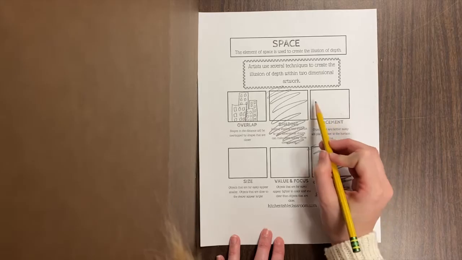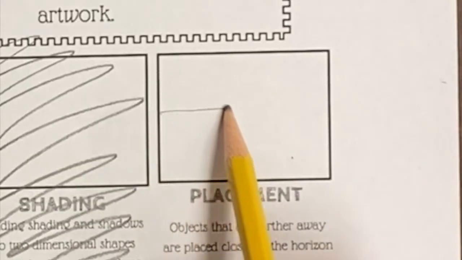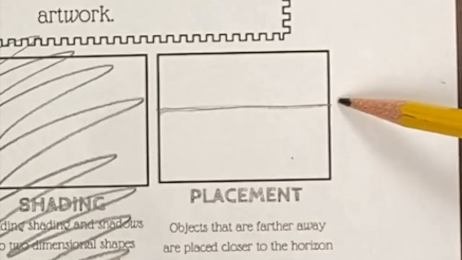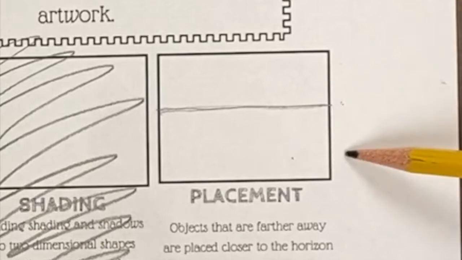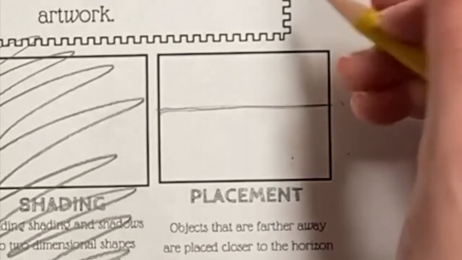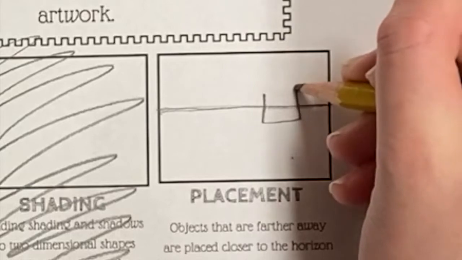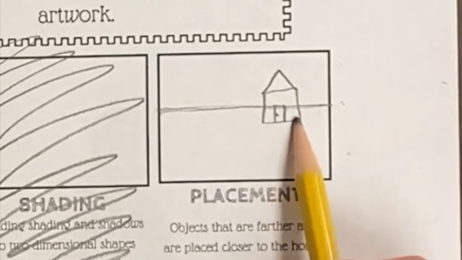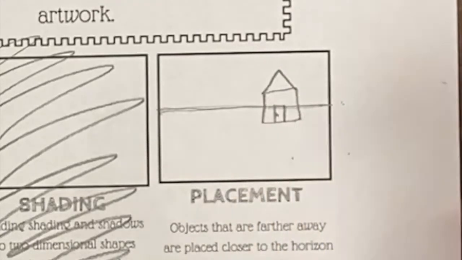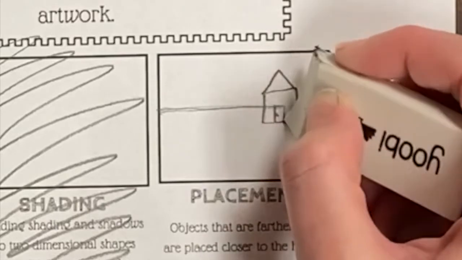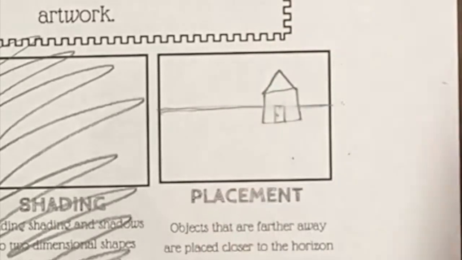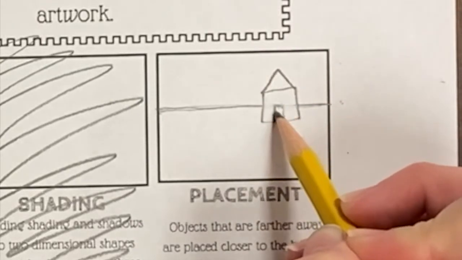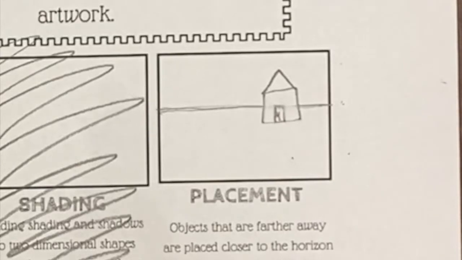So the first thing we need to draw is our own horizon line. And I'm going to do it about right in the middle, maybe a little bit above the middle on my little square. Remember, it's where the sky meets the ground. That's your horizon line. And I'm going to draw a little house just like Andrew Wyeth did to show that my house is far away from us because it's close to the horizon line. I'm also going to erase the pieces of horizon line that are inside my house because the horizon line doesn't cut through a house, it stays behind it.